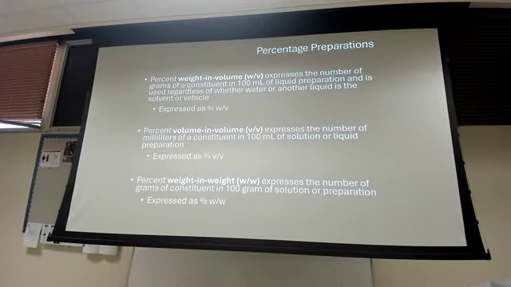When you see volume in volume, that's going to be milliliters in 100 milliliters of constituent or the liquid preparation. And then if we see weight and weight or W per W, that's going to be number of grams of a constituent in 100 grams of solution. So 3% of the weight per weight will be 3 grams over 100 grams.